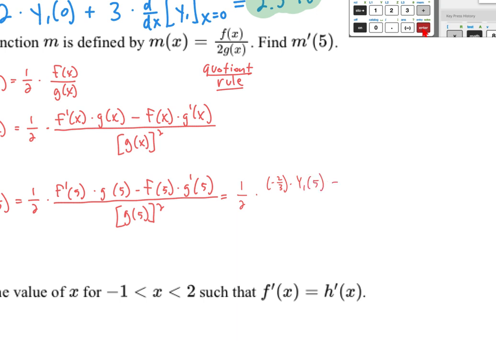And then f of 5 we found was 5, times g prime of 5. So this will be the d dx of y1 at x equals 5. And the whole bottom is just g of 5, so y1 at 5, and that whole thing squared.